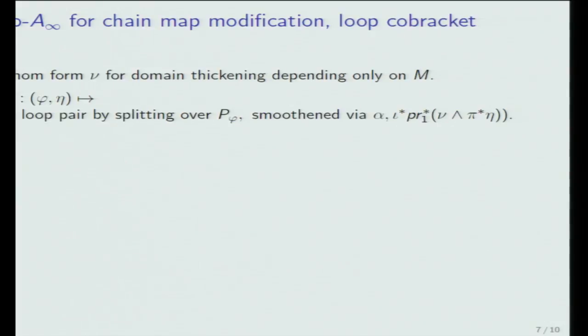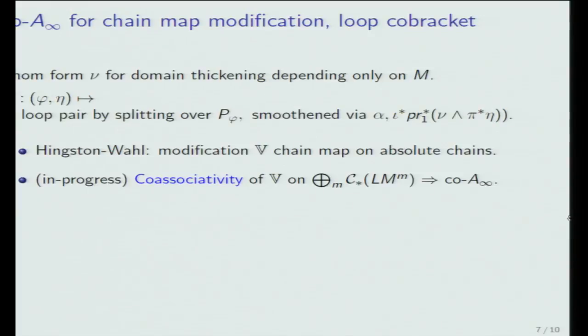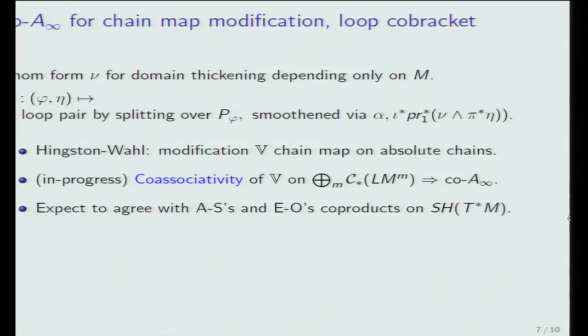This gives you, it's not a chain map yet, but Kingston and Wall have an algebraic modification, which gives the chain map on the absolute chains, which is an alternating sum of things defined on the same P phi. And in progress with Manuel, I try to establish the co-associativity of this up to higher homotopy, so it gives a co-A-infinity structure. We have this because there's no canonical way to turn this into a tensor product of things. And this script C is a de Rham chain, which I'll briefly review in the next slide.